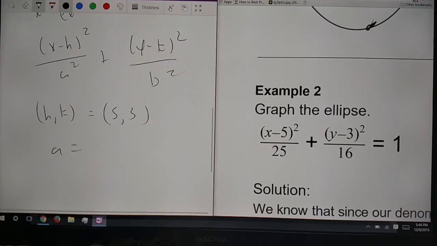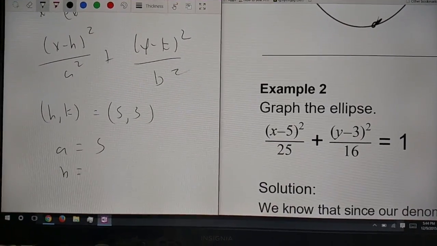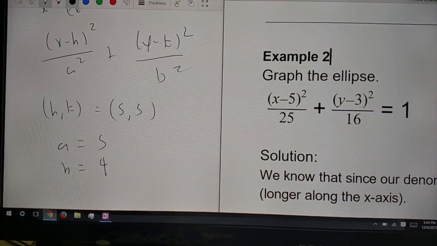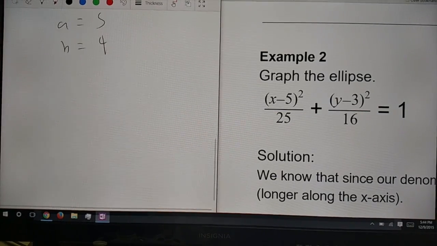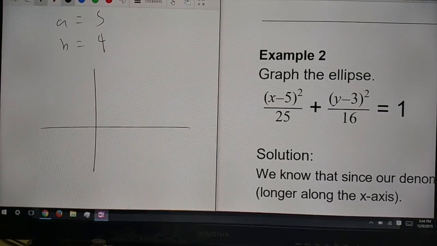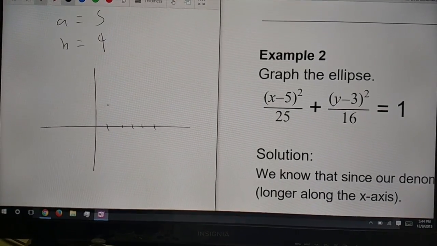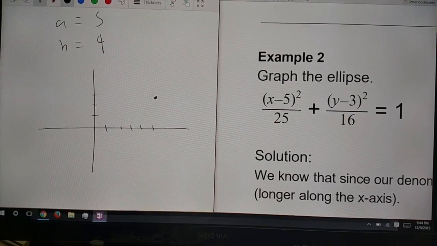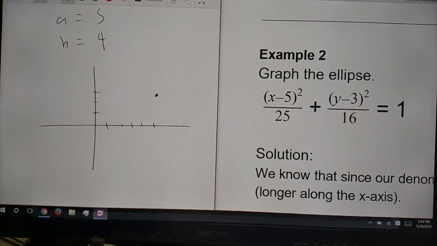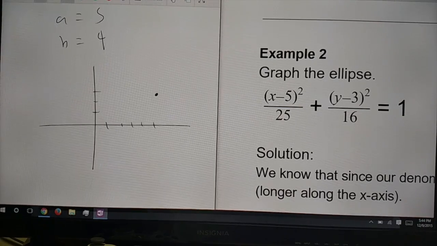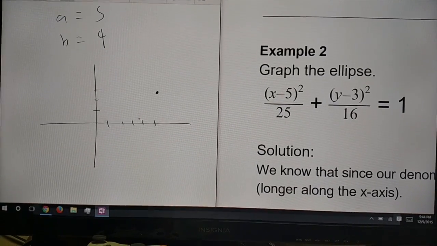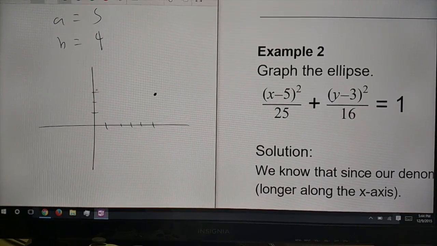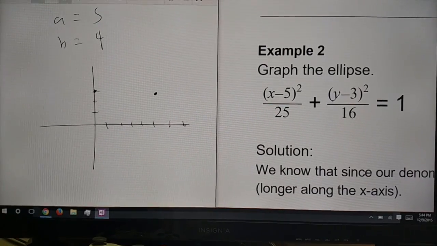Our a is going to be 5, and our b is going to equal 4. If we take a moment to graph this, 1, 2, 3, 4, 5, 1, 2, 3, that's our h, k. I said horizontal earlier, right, Anita? Yes. Okay. So because the bigger number is under x. That's correct. Good job. Thank you.